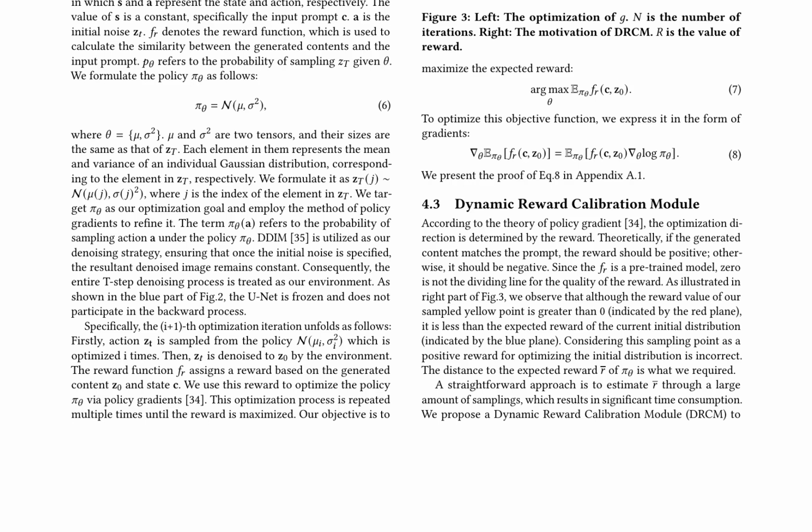The paper also proposes a dynamic reward calibration module, DRCM, to address the issue of inaccurate reward values. The DRCM estimates the expected reward of the current initial distribution and adjusts the reward value accordingly. This module is essential for ensuring the accuracy of the optimization direction.